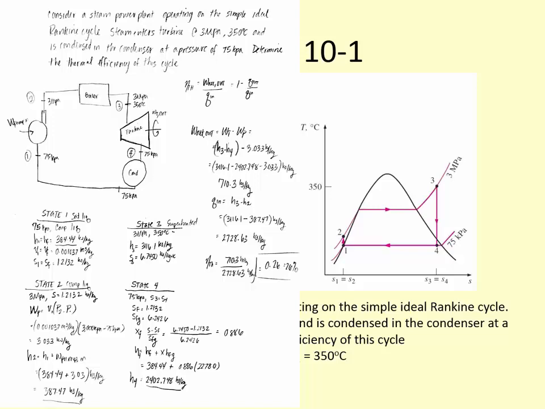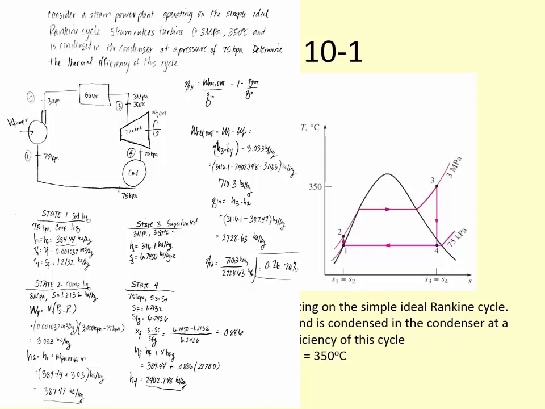So if we look up S1, it's equal to 1.2132 kilojoules per kilogram Kelvin. S2 is equal to S1. Okay, so state 1 to state 2 is an isentropic process. But this still doesn't necessarily help us because we're in the compressed liquid region. We don't have very good tables for that. However, we know that the pump work is equal to V1 times P2 minus P1. It's also equal to H2 minus H1.